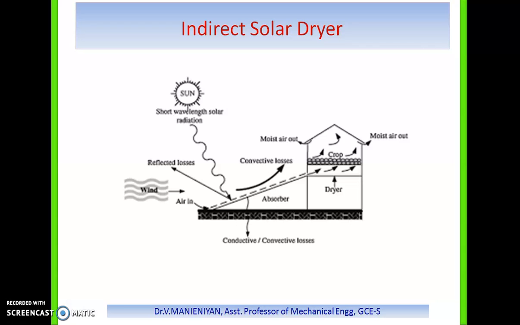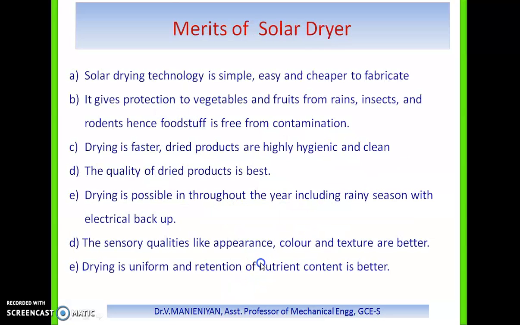The next one is the hybrid system. The hybrid solar drying system is a combination of direct and indirect solar radiation. That is a combination of the cabin and the drying unit having the crop. Since we are using both systems, it is called a hybrid system.